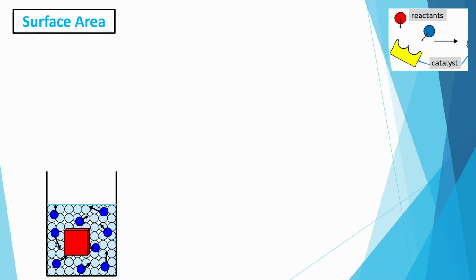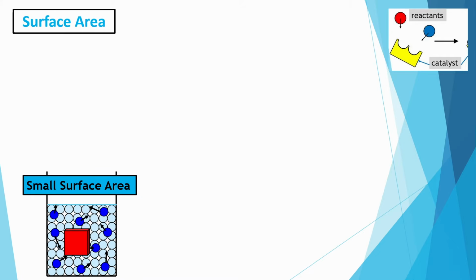That's temperature. Surface area. Okay, we can see a picture here of our red substance reacting with our blue particles. The reaction can only occur when the blue particles hit the red substance on its surface.